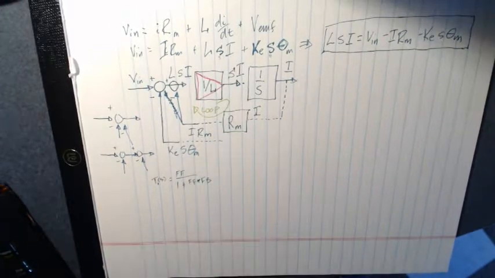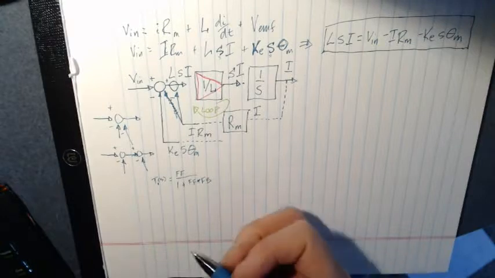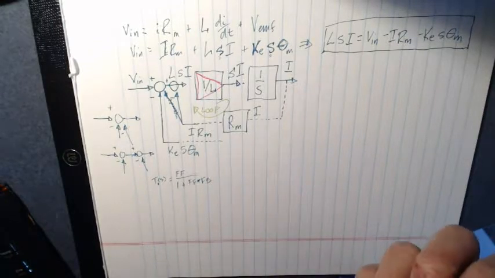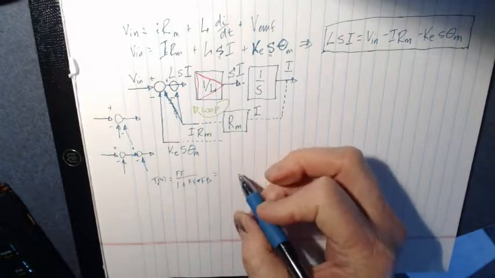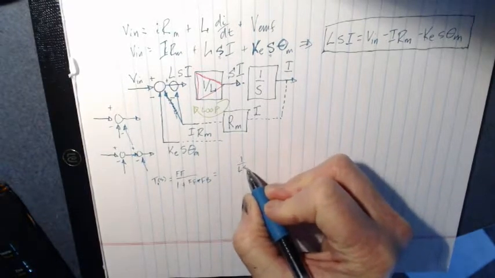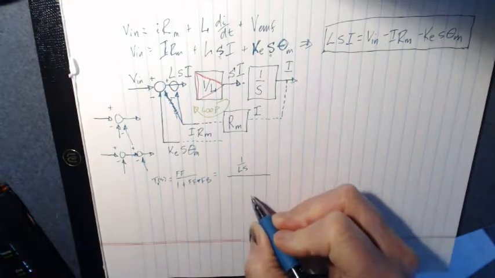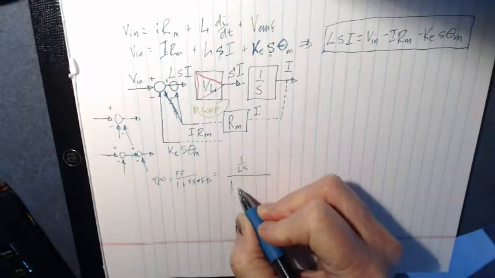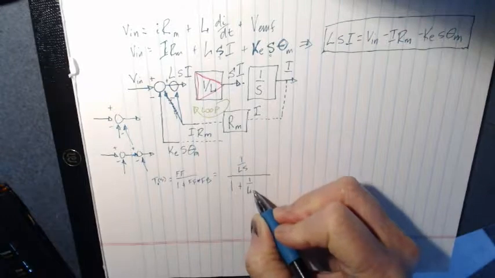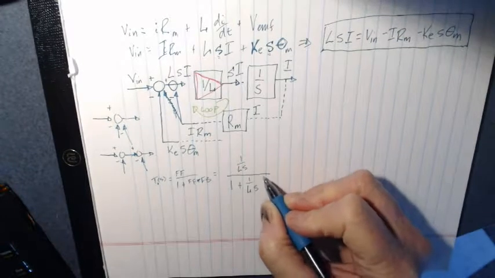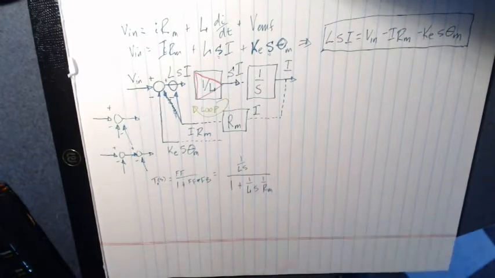This is one you can memorize, and you should already know it. Feed forward over 1 plus feed forward times feedback. And you can do that easily. So the feed forward here is 1 over LS, and the feedback is 1 over RM, so it's 1 plus the feed forward, 1 over LS, times 1 over RM.